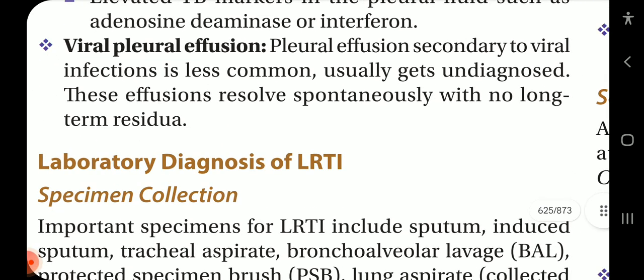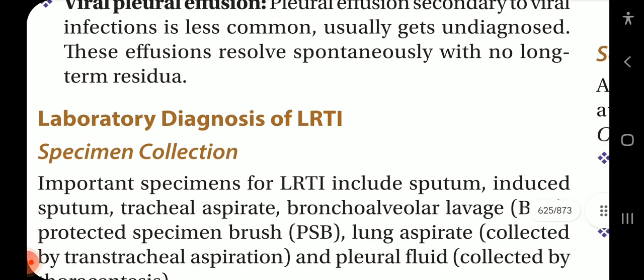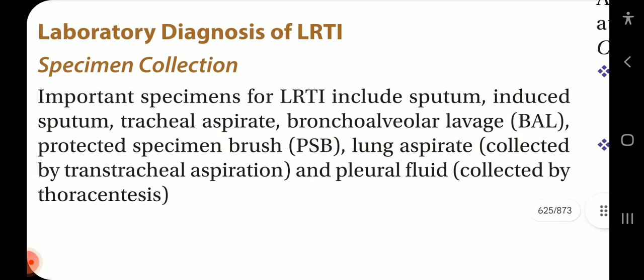Viral pleural effusion. Pleural effusion secondary to viral infection is less common and usually gets undiagnosed. These effusions resolve spontaneously with no long-term residua.